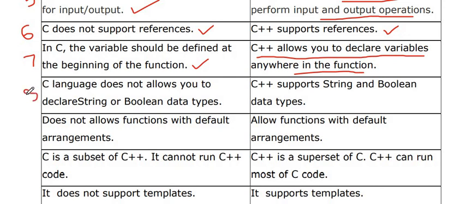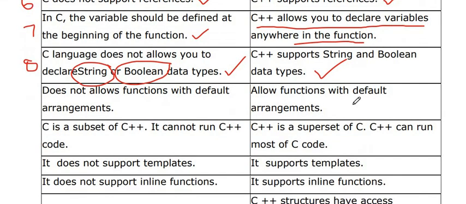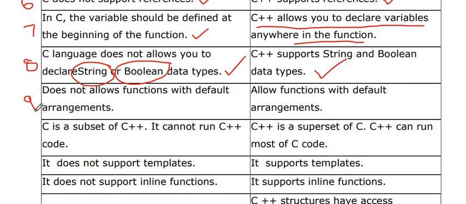Now let us see the eighth one. C language does not allow you to declare string or boolean data types. Means C language does not support string data type and boolean data type. C++ supports string and boolean data types. Now let us see the ninth difference between C and C++.